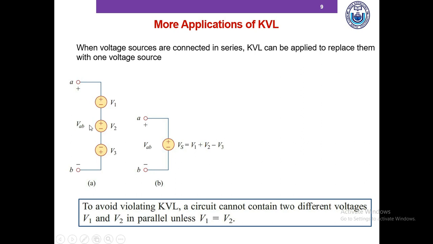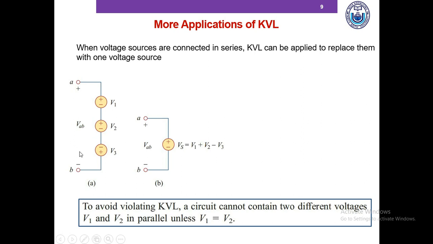So here we have 3 voltage sources in series, V1, V2 and V3. So these 3 voltage sources can be replaced with one voltage source Vs, whose voltage is V1 plus V2 minus V3. So how do we get this? If we just take the KVL in this loop here, minus VAB plus V1 plus V2 minus V3 equals 0, and if we change sides, you end up with this equation.